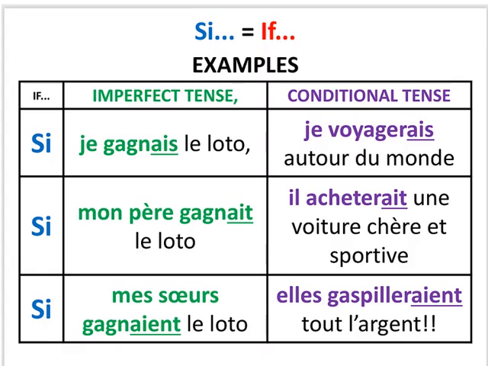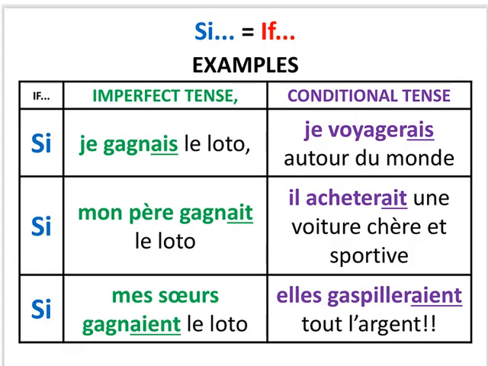The second sentence, si mon père gagnait le loto, AIT, because we're talking about your dad, who's just like saying he. So if my dad won the lottery, il achèterait une voiture chère et sportive. AIT again, same ending, but this time added onto the infinitive. He would buy an expensive and sporty car.